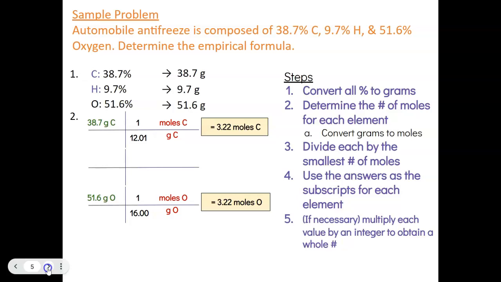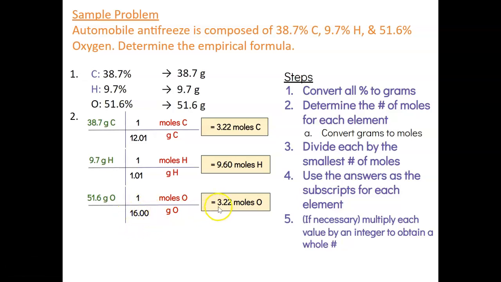Next we have hydrogen. 9.7 grams of hydrogen times 1 mole of hydrogen over 1.01 grams of hydrogen. Again, average atomic mass coming from the table. 9.7 divided by 1.01 will give us 9.60 moles of hydrogen. And then same thing for oxygen. So we've got what we started with, what we know, 1 mole over 16 grams. 16 comes from the table. That gives 3.22 moles. So now our smallest number of moles is going to be 3.22.